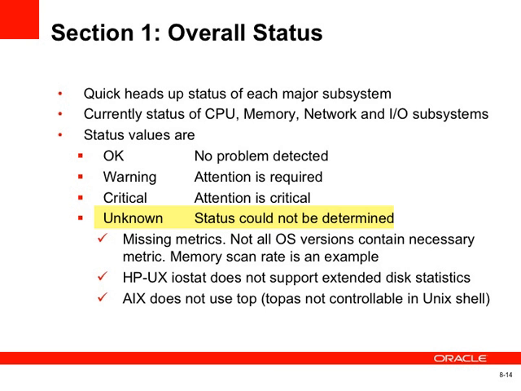Another example of these platform-specific issues is that AIX does not come shipped with the standard Unix top utility. AIX uses a non-standard top utility, which is not controllable through the Unix shell and cannot be captured by OSWatcher Black Box.